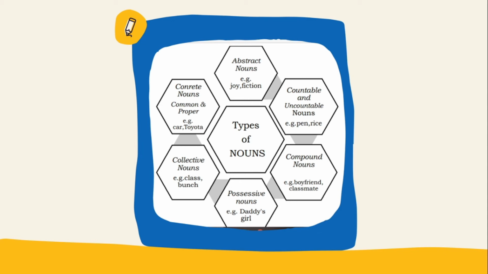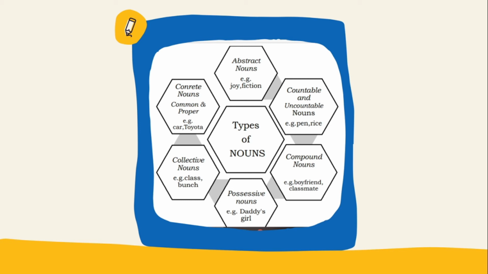Next one, we have the uncountable nouns or mass nouns. These are nouns that cannot be counted. Example, sugar, coffee, milk, and hair. Next one, compound nouns. These are two or more words combined together to come up with a new word. Some of the examples are sunflower, we have the sun and the flower. Best friend, best and friend. Textbook, text and book.